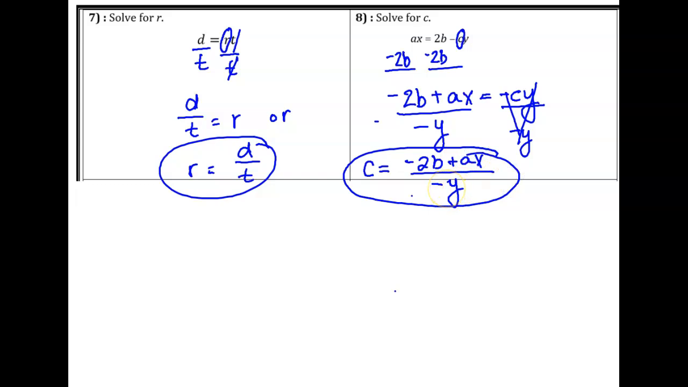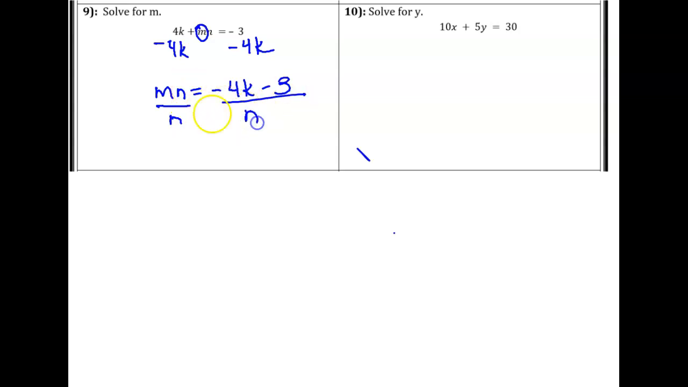So there's our answer. Okay, moving on to number 9. Solving for m, we want to start by subtracting. We're going to subtract 4k from both sides. So we're going to be left with mn is equal to negative 4k minus 3. All right, so now we want to divide both sides. Since we're solving for m, we want m by itself, so we're going to divide by n. That would cancel out, and we're left with m is equal to negative 4k minus 3 divided by n.